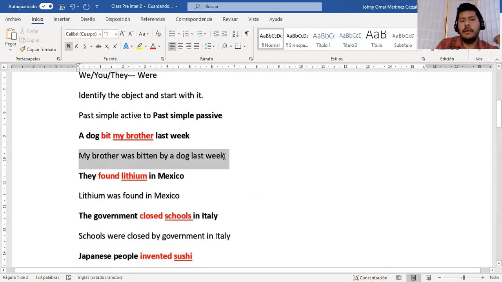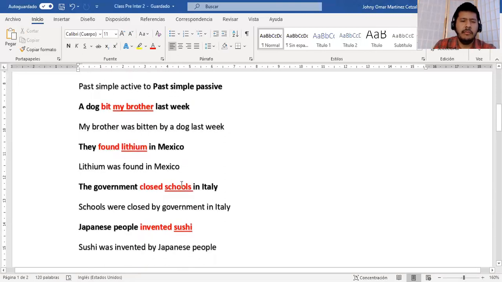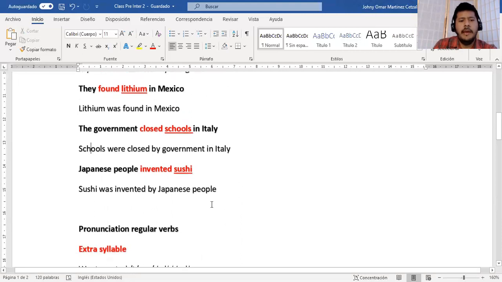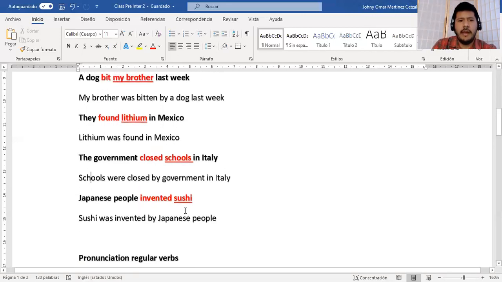Mi hermano fue mordido por un perro la semana pasada. En español quedaría como: litio fue encontrado en México, sería la traducción directa, ¿no? Generalmente en español diríamos encontraron litio en México, but in English it's more common to use it that way. This one is, las escuelas fueron cerradas por el gobierno en Italia, more or less. El sushi fue inventado por los japoneses, okay? So this would be the correct usage in Spanish.